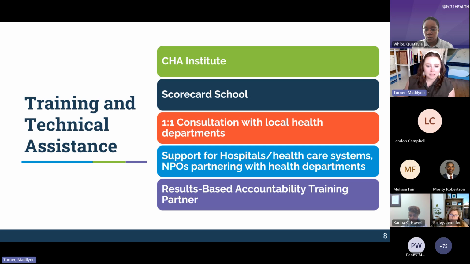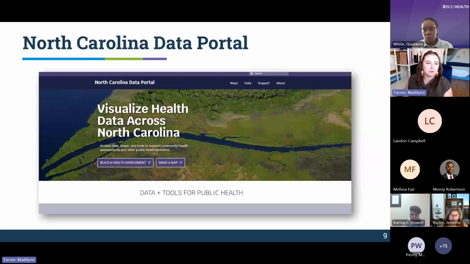So those are sort of the buckets of training and technical assistance. And then one of the things that also came out of this work, which is one of the last things I'll talk about, is the North Carolina data portal. So I heard at the beginning of the presentation talking about a central place for secondary data and building that out. That's something that is new to us as well.